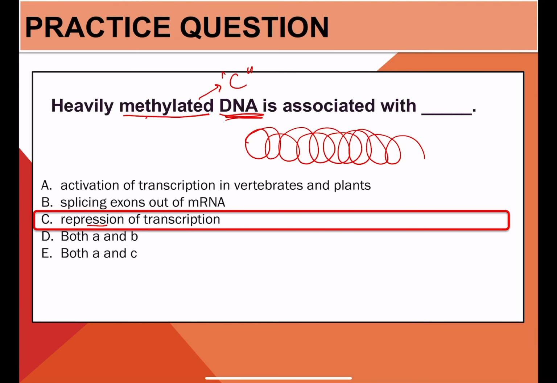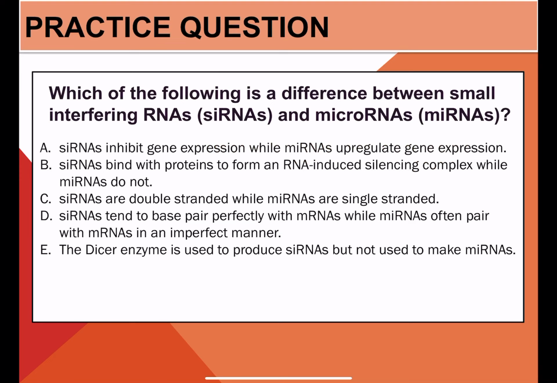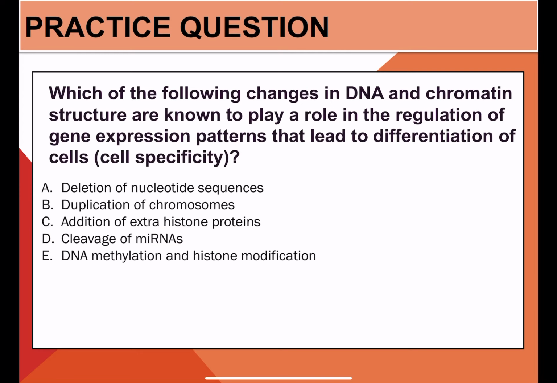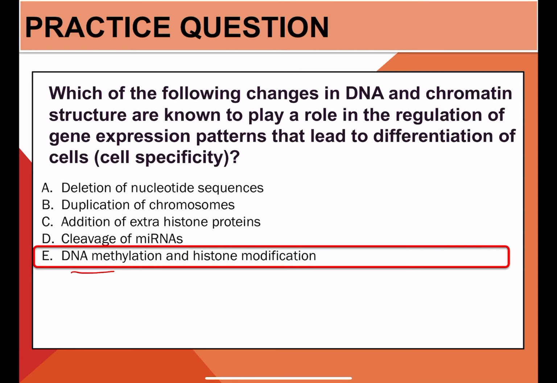Okay. Which of the following is a difference between small interfering RNA and microRNA? Your siRNA tend to base pair perfectly with their targeted mRNA sequence, whereas microRNAs often pair imperfectly with the mRNA sequence. Okay. Which of the following changes in DNA and chromatin structure are known to play a role in the regulation of gene expression patterns that lead to differentiation of cells and cell specificity? DNA methylation and histone modification. Those are the types of things we've been talking about that can happen in a cell.